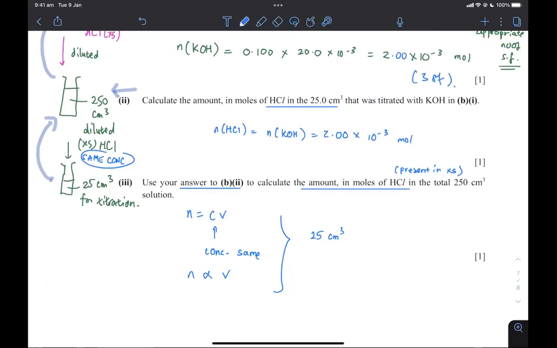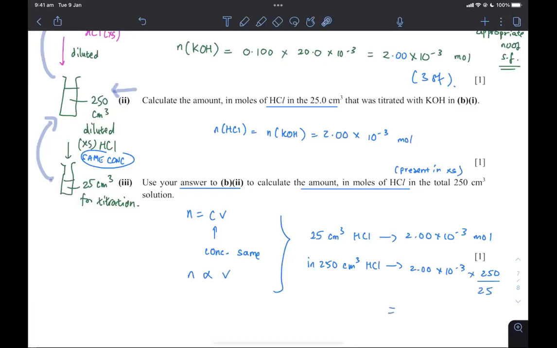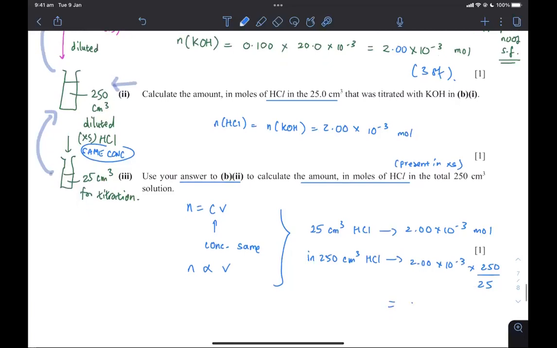So in 25 cm cube of HCl, I have 2.00 times 10 to the minus 3 mole. So in 250 cm cube of HCl, I would definitely have a greater number of mole. So I will have 250 divided by 25. This is called a factor of 10. So you can see 250, I take out 25. On your calculator, it should tell you 2.00 times 10 to the minus 2.